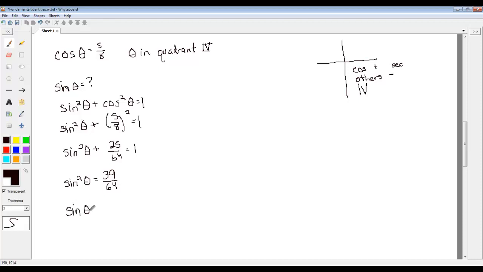So sine theta, we got to do a square root of 39/64, but which square root do we do? Positive or negative? Well, in quadrant 4, cosine and secant are positive. Everything else is negative. So in this case, we need the negative. So we get negative square root of 39 over 8. Square root of 64 is 8. Then what if we're asked for tangent theta? We can use our identities again. Tan theta is sine over cosine.